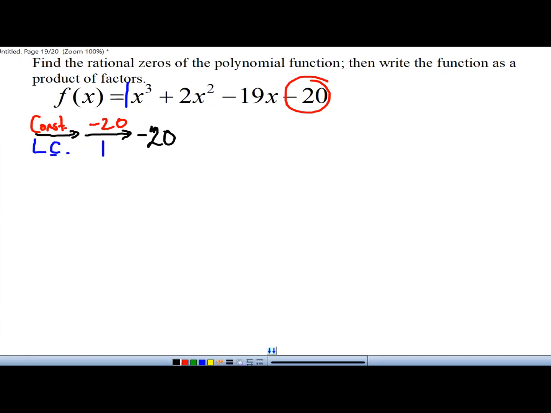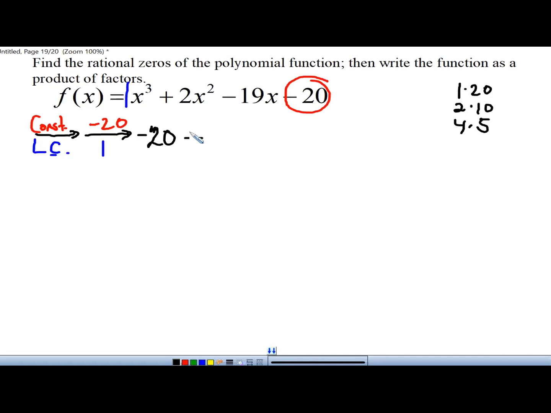All right, that's step 1. Step 2, you take that number and find all its factors. What factors make 20? 1 times 20, 2 times 10, 3 times nothing, 4 times 5, and 5 times 4, and then they repeat. So all these are factors of 20.